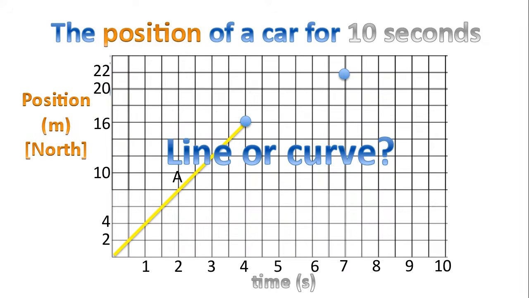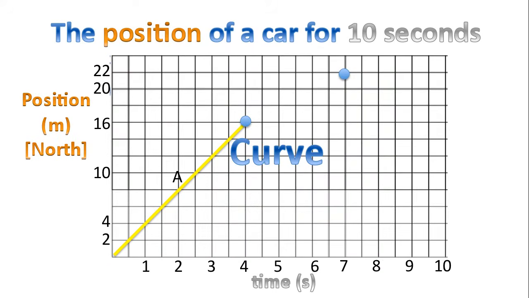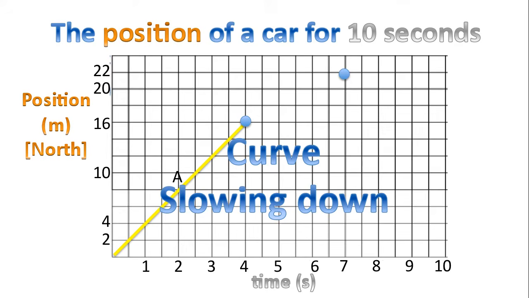So now that we know how to locate our point, do we use a line or a curve to connect those 2 data points? Well, notice for section B, it experiences constant acceleration and it's slowing down. So recall that whenever we're accelerating, we need a curve. In fact, we need to choose a curve to represent the object slowing down.